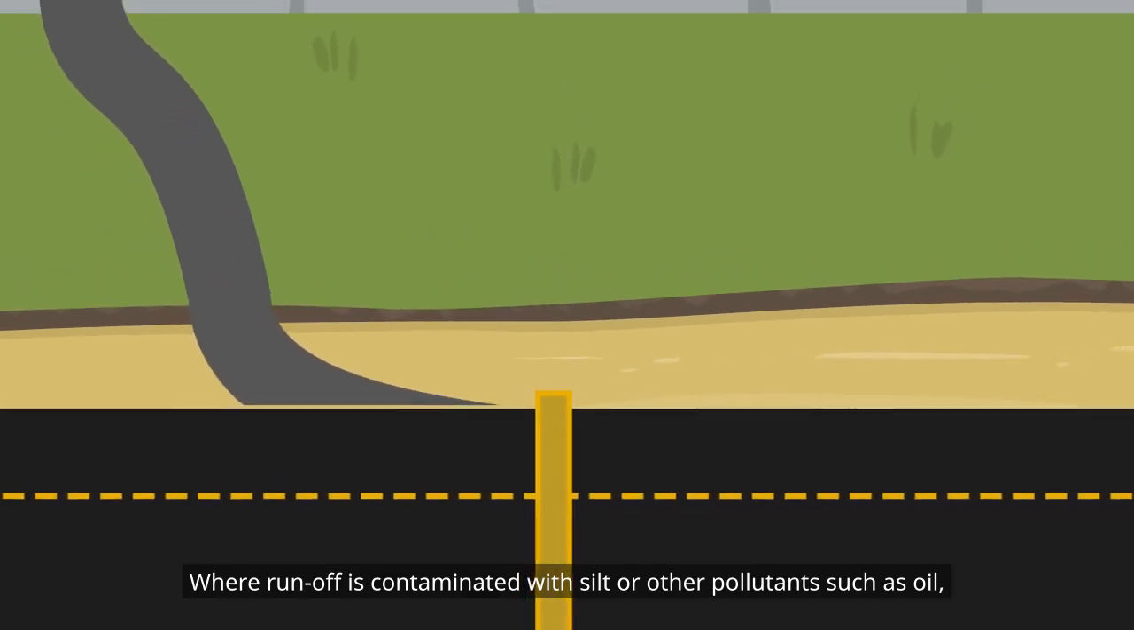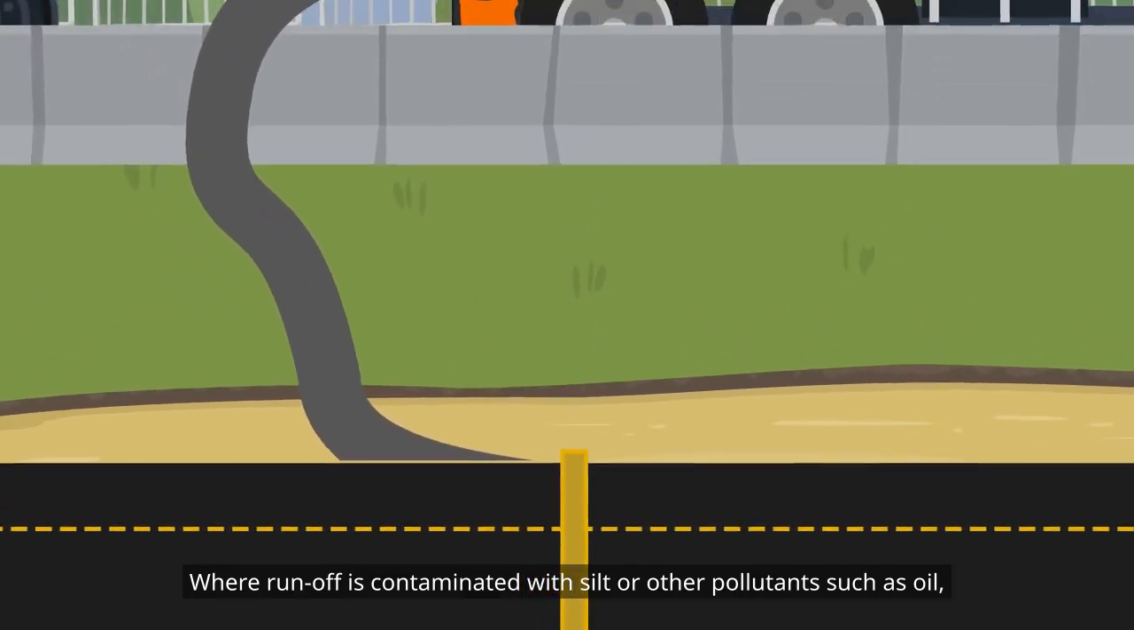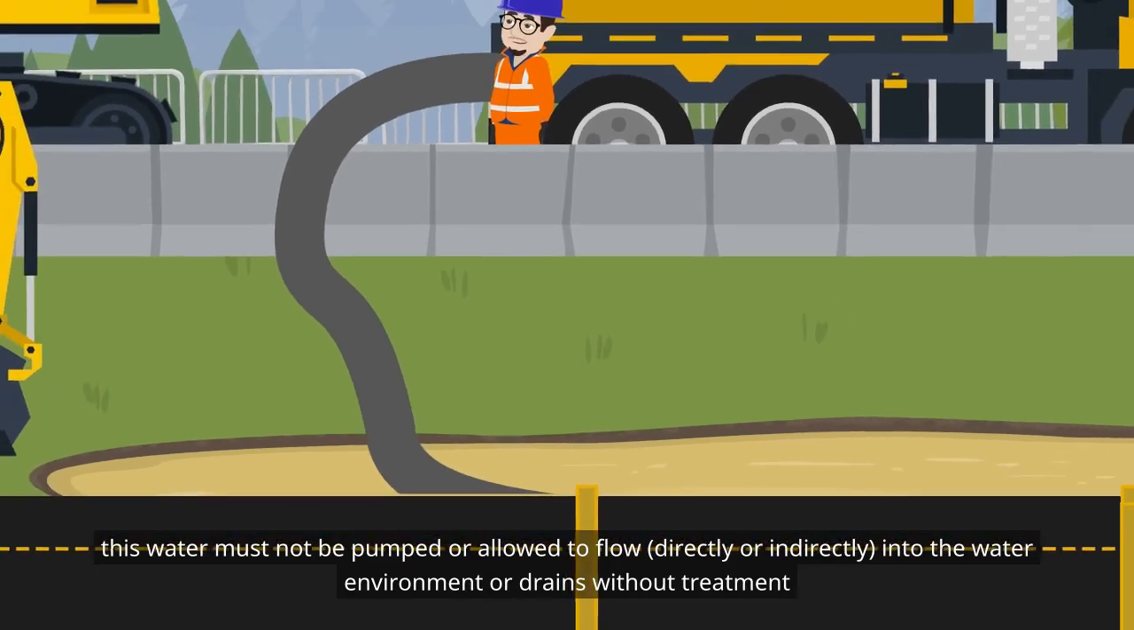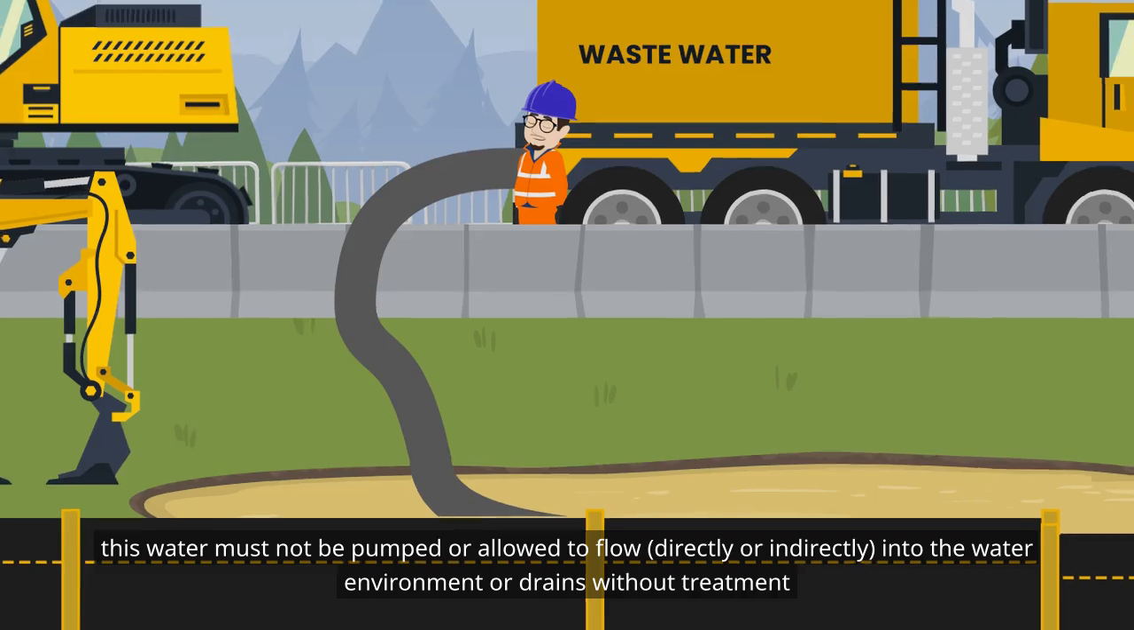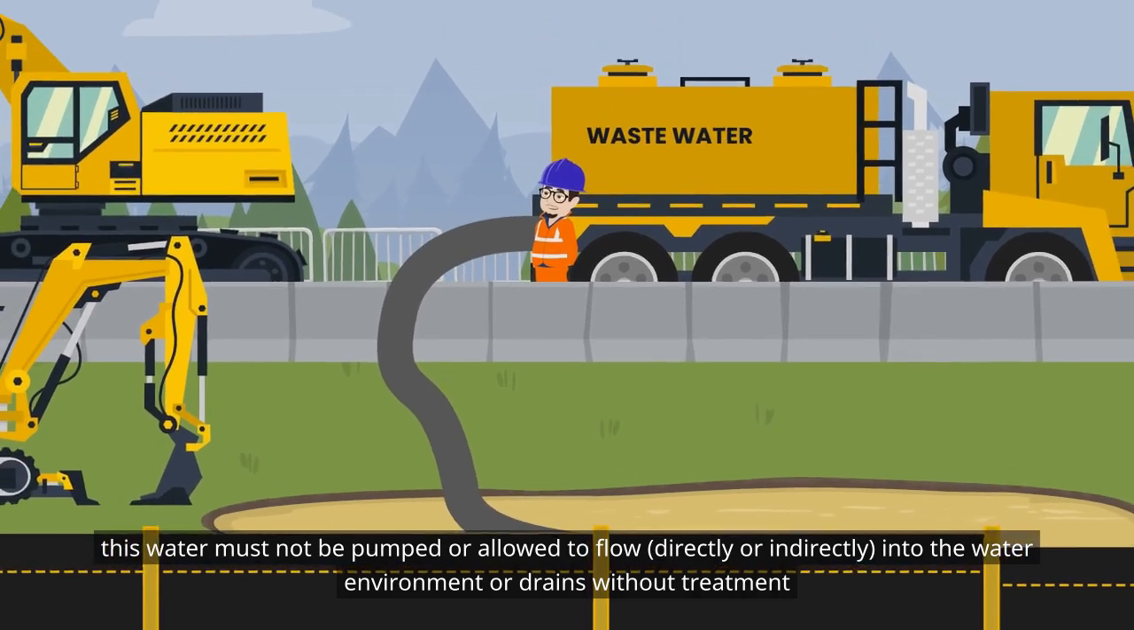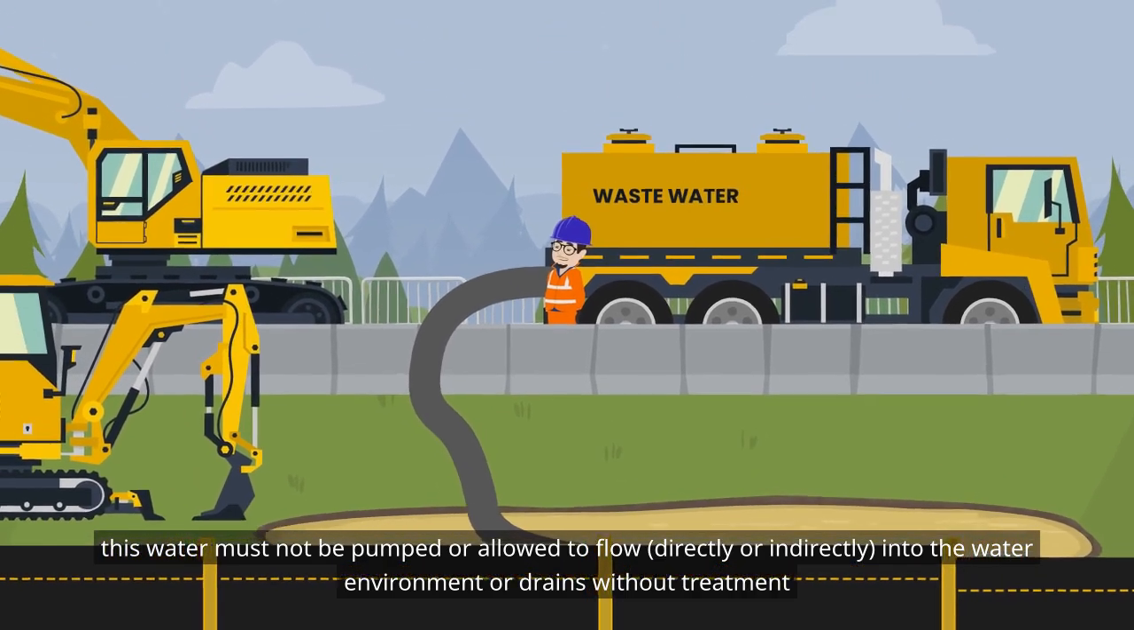Where runoff is contaminated with silt or other pollutants such as oil, this water must not be pumped or allowed to flow, directly or indirectly, into the water environment or drains without treatment.